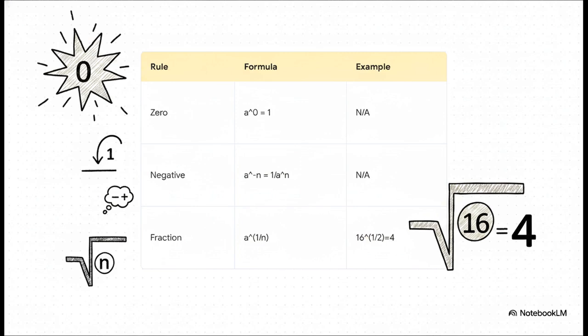Next, we have negative exponents. A negative exponent doesn't actually make your number negative. Instead, it creates a fraction. So a to the negative n simply becomes 1 over a to the positive n. And finally, fractional exponents. These actually represent roots. If you see an exponent of 1 over n, that is literally the nth root of your base. For example, 16 to the power of 1/2 is just the square root of 16, which gives us 4.